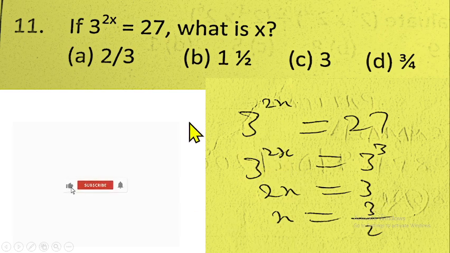So therefore, option B is the correct option here. 3 over 2. Option B is the correct option. If you convert this 3 over 2 to a mixed number, that will give us 1 and 1 over 2. So option B is the correct option for question number 11.